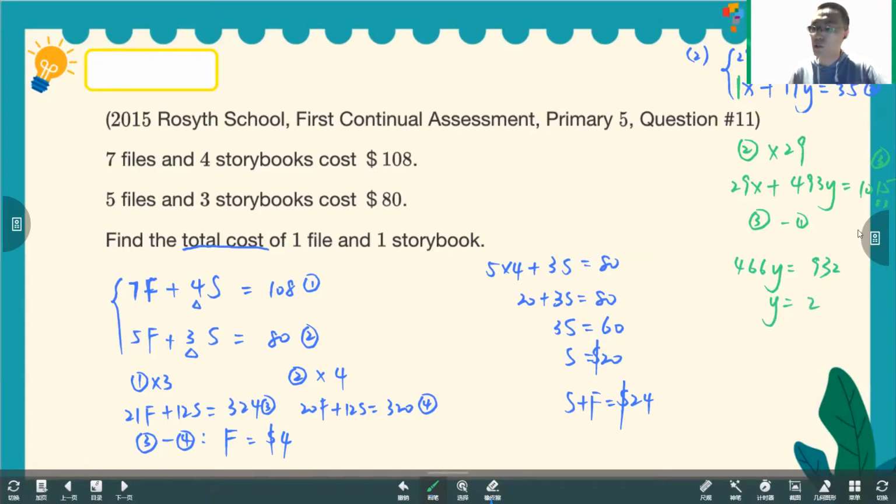So y is 2. And then we plug this y is 2 back into the second equation because it makes life super easy. So 2 times 17 is 34. And then 34 is just 1 away from 35. So x is obviously 1. That is the answer to this question.